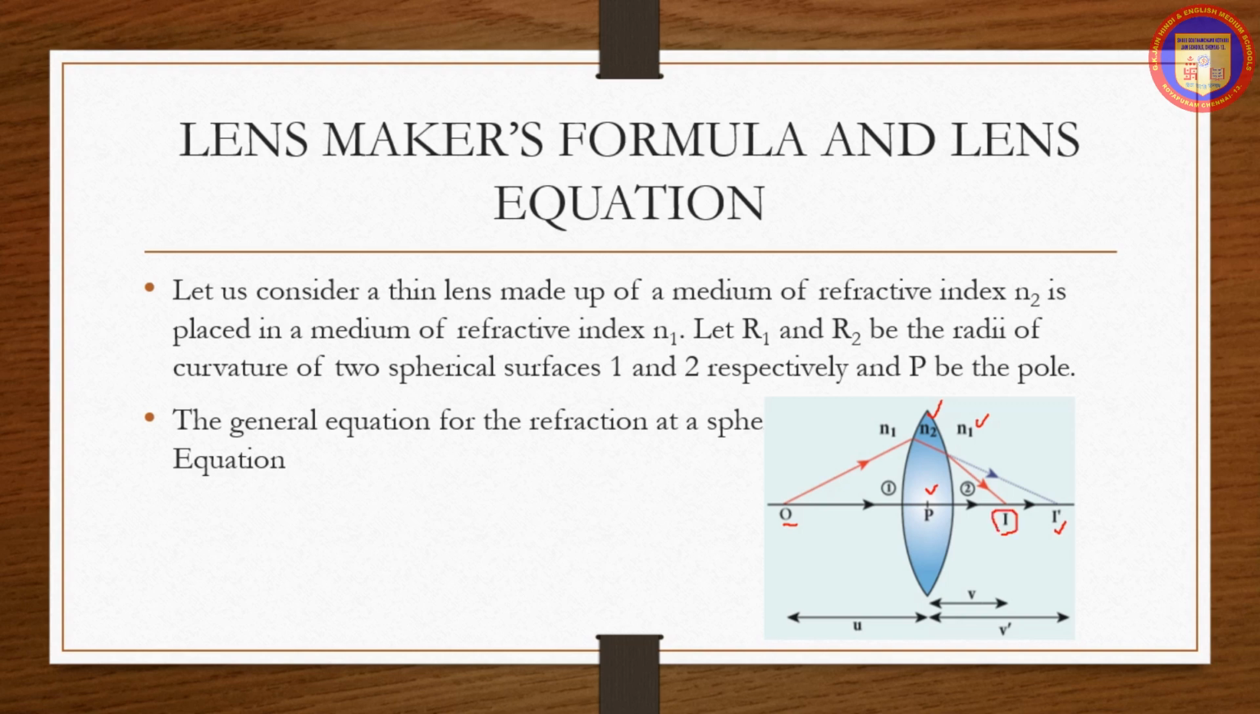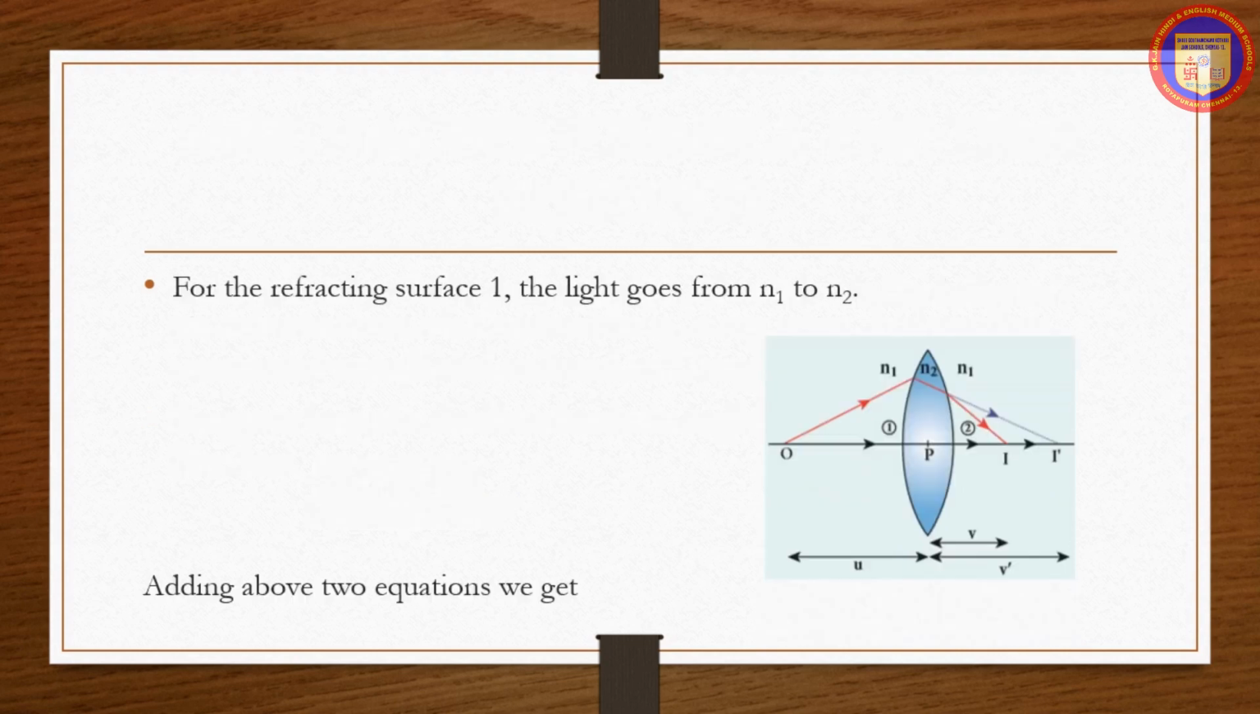The general equation for refraction at a spherical surface is N2 divided by V minus N1 divided by U is equal to N2 minus N1 divided by R. For the refracting surface 1, the light goes from N1 to N2. So we have N2 divided by V dash minus N1 divided by U is equal to N2 minus N1 divided by R1, because we have to calculate up to the image I1. So we have this equation.